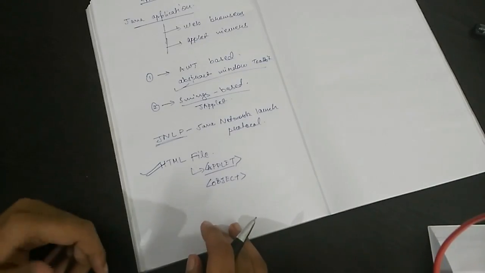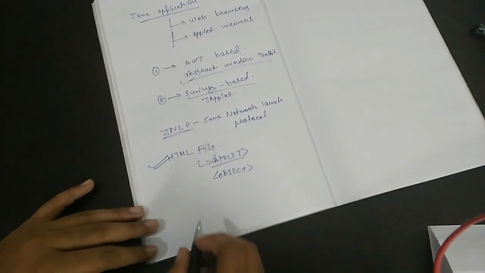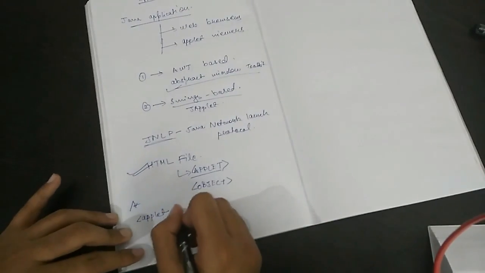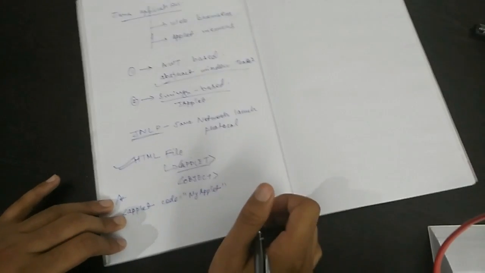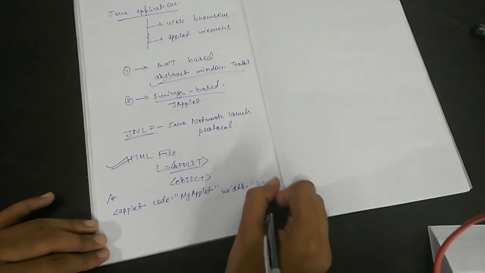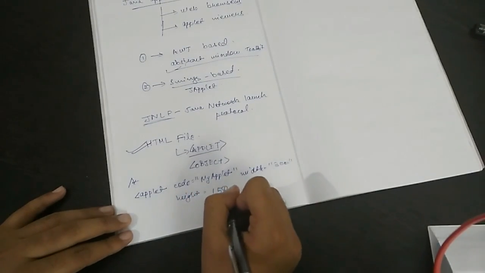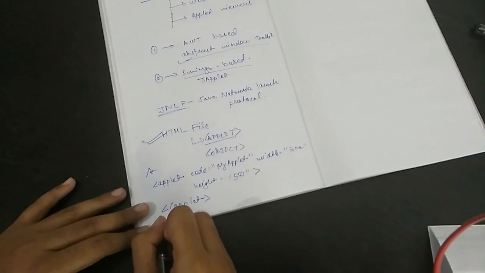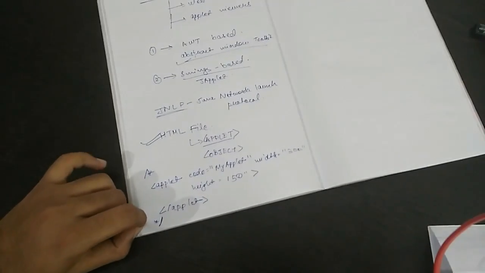Before writing a normal Java application, to make it an applet, first of all, you have to add a comment at the start of your program, something like applet code my applet. You have to give the width, say 300, and height 150. You close this applet tag, and you have to close the comment tag. This is the first thing you have to do while writing a Java application for applet.